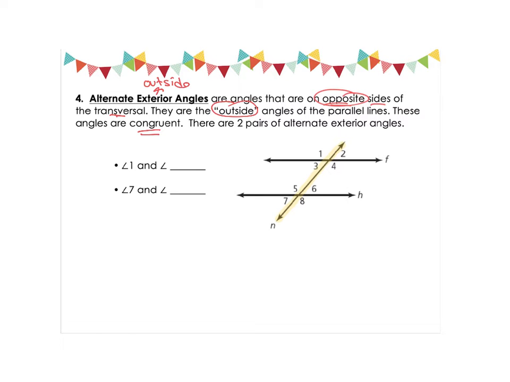So I already highlighted my transversal. So if I went to the outside angles, right? So my outside angles are going to be 1, 2, 7, and 8. But here they want alternate, so opposite sides of the transversal. So if I pick 1, the outside angles would either be 2, 7, or 8, but they're on opposite sides and they're congruent. That would be 8. If I pick 7, 7 and 2 are on opposite sides and they're outside angles.